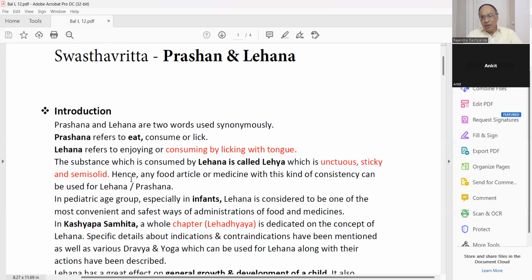So please write down the full form: attention deficit and hyperactive disorders. This is a chronic condition. First of all, it is a chronic condition, and its causes are different.